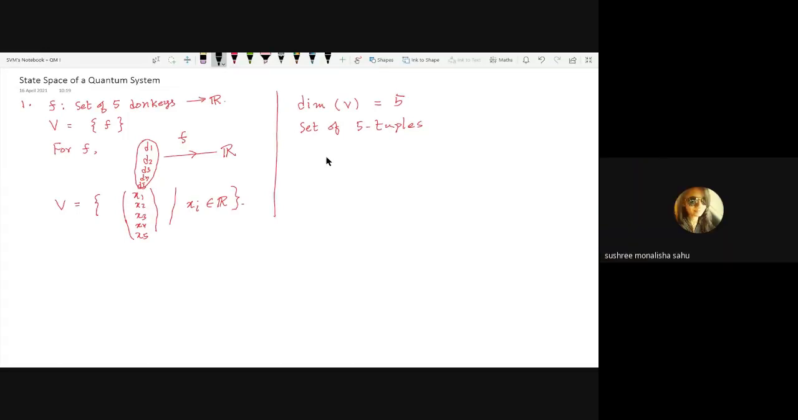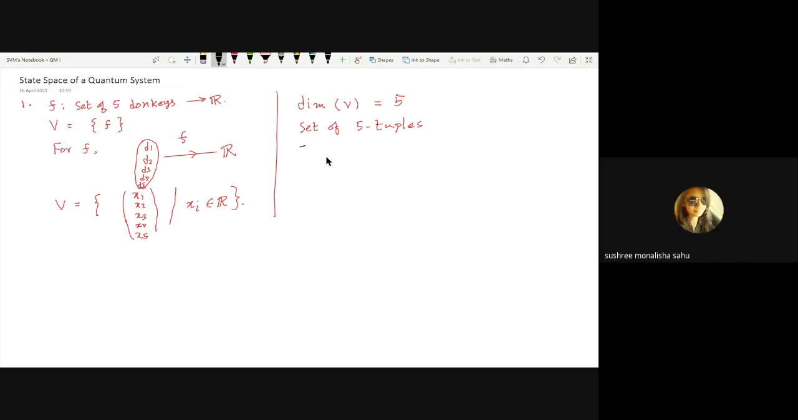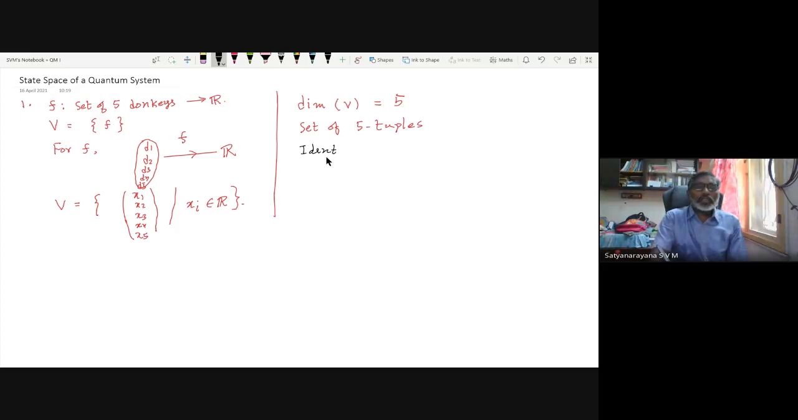Yeah, then sir, for the verification of the vector space, we will need to first prove that it is a group. So for the identity, we can take 0. Yeah, yeah. So what is your identity? Identity is 0, 0, 0, 0, 0. And sir, what about the inverse? For every x1, x2, x3, x4, x5, you will have minus x1, minus x2, minus x3, minus x4, minus x5.